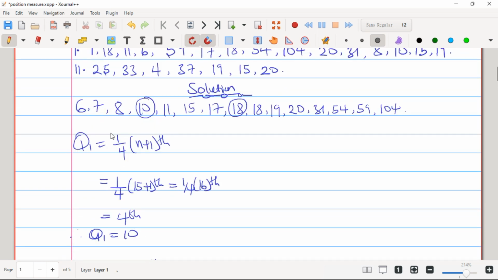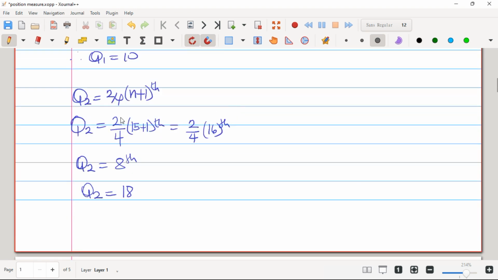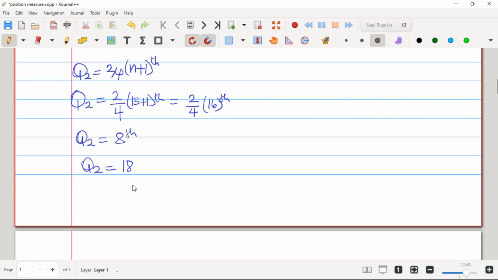You mean that we are going to count until we get to what? The 8th position, right? So here it will be 6, 7, 8, 10, 11, 15, 17, and what? 18. So the 18 is what? Our 8th position. So here our Q2 is what? 18. Right? As simple as that, right?